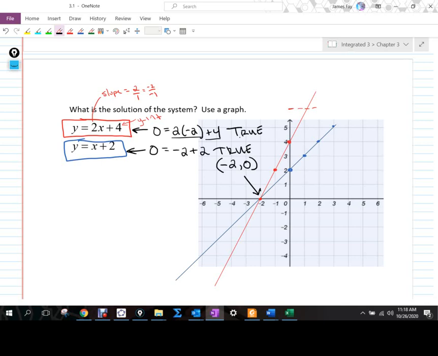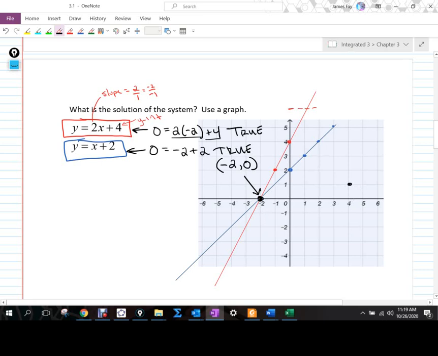Okay? Any other point that is on the red line will give me a true statement for the red equation, but a false for the blue one. Okay? Anything that is on the blue line will give me a true statement for the blue equation, but a false for the red. And then anything on neither line, so like maybe that point right there, would give me false for both of them, right? And then obviously this one will give me the true for both of them.